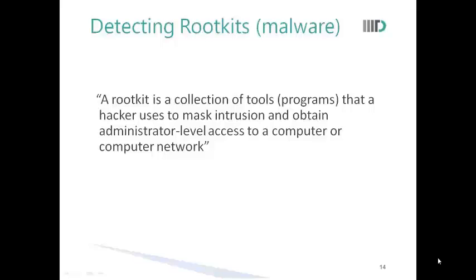Detecting rootkits. A rootkit is a collection of tools that a hacker uses to mask intrusion and obtain administrator level access to a computer or computer network. Now we have to detect rootkits, that is malware. A rootkit is a stealthy type of software designed to hide the existence of certain processes or programs, methods of detection, and enable continued privileged access to a computer.